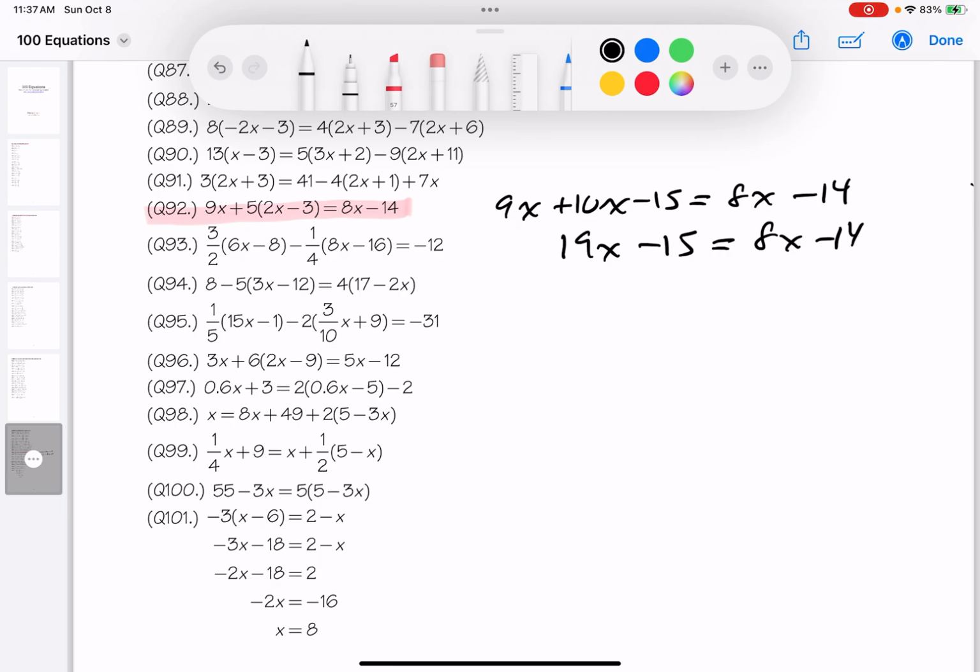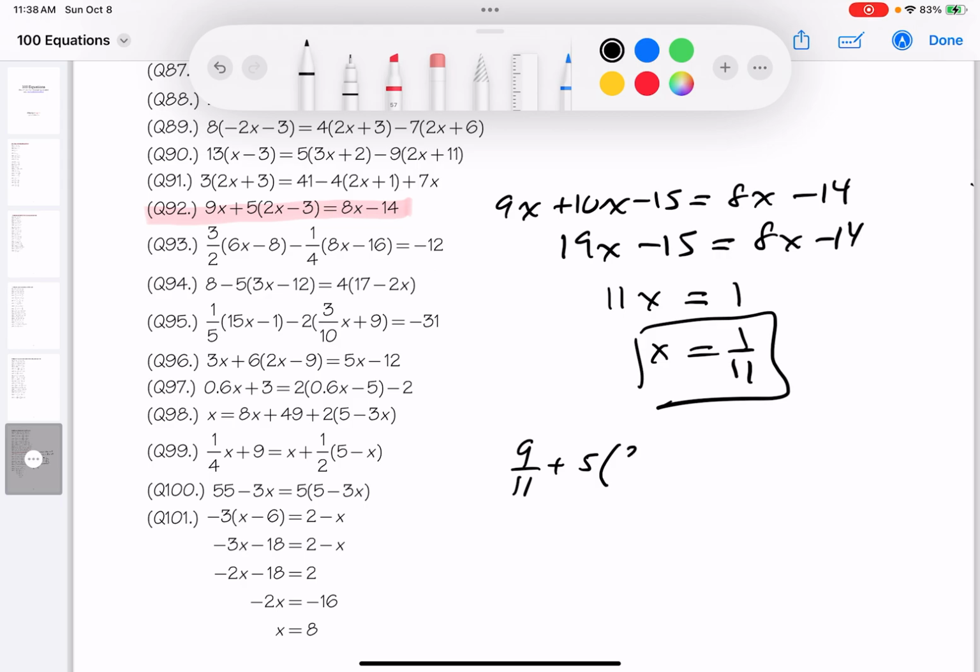I'm going to take 8x from both sides. That gives me 11x. And I'm going to add 15 to both sides, which would give me 1. So x equals 1/11. Not a nice number, but I'm still going to check it. What are you going to get? 9/11 plus 5 times 2/11 minus, well, that's going to be 33/11. That's what 3 is. Equals 8/11. And then minus 14. I'll convert that later, by the way.